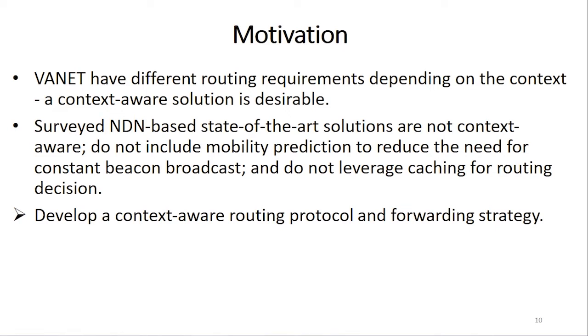Surveyed NDN-based state-of-the-art solutions are not context-aware and do not include mobility prediction to reduce the need for constant beacon broadcasts. In addition, the existing proposals send special hello messages for neighborhood tracking instead of taking advantage of the overheard packets in the network. Therefore, we propose this context-aware routing protocol and a forwarding strategy, which in fact is under development. The proposals also use in-network caching for routing decisions. Now we present the main characteristics of our design.